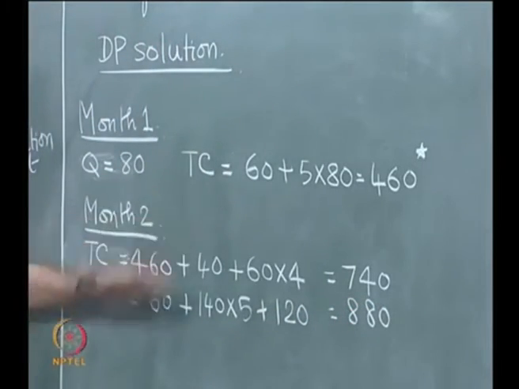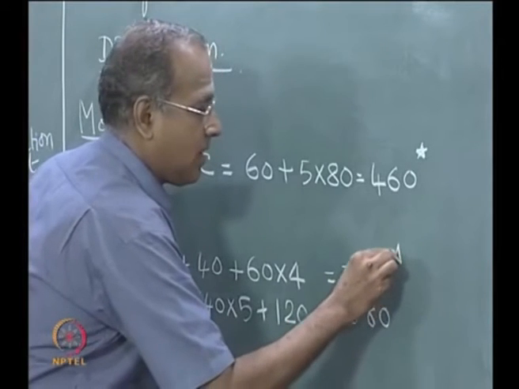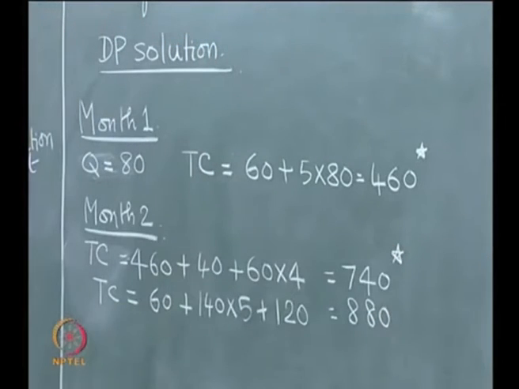Now the demand of months 1 and 2 put together can be met in 2 ways, one which gives us a cost of 740, the other that gives us a cost of 880, and since we are trying to minimize, 740 is the best way to do this. Now we go to month 3.